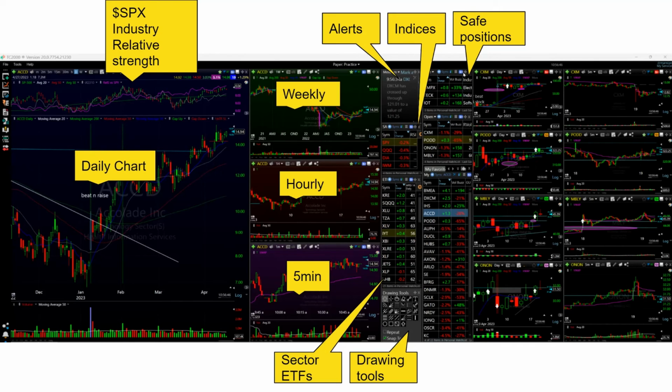I also made a video on when I move the stop loss to break even and make it a safe position. So if you have questions about that, you can check it out there. I don't want to repeat myself here.